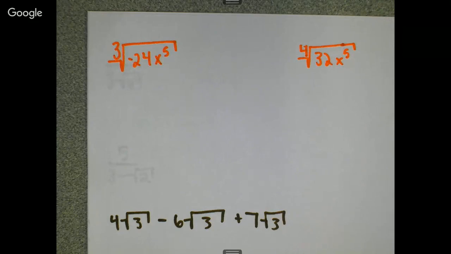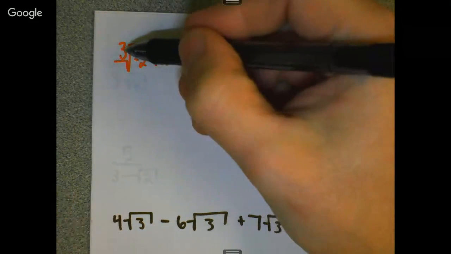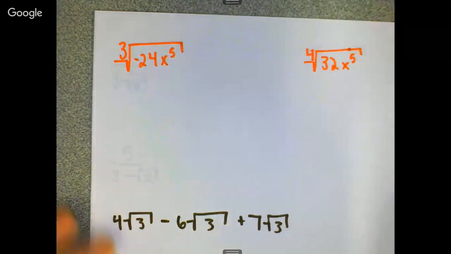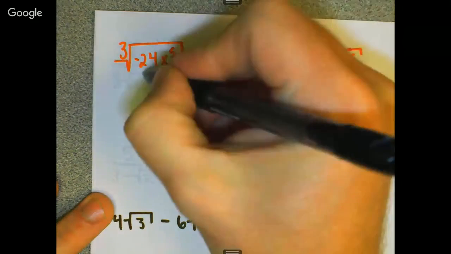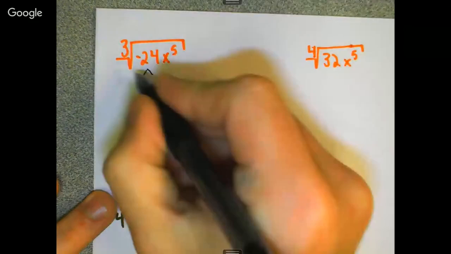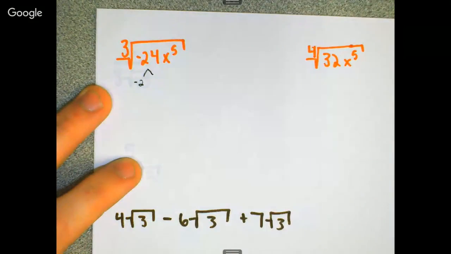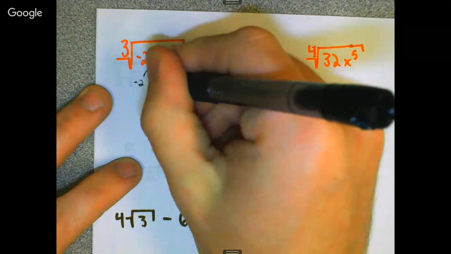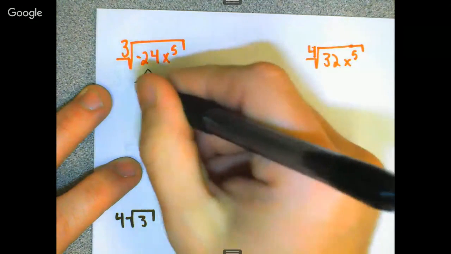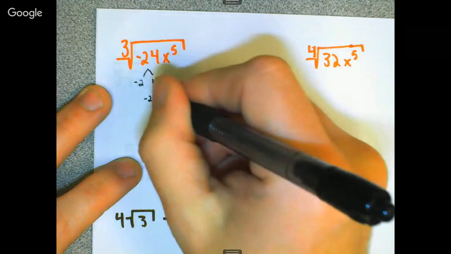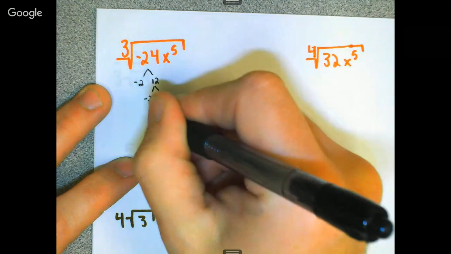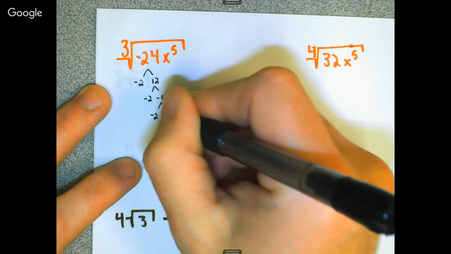Okay, so you have the cube root of negative 24x to the 5th. We're going to break down. Now, since my index is 3, that's telling me I need a group of 3 items before I bring it out front. Okay, so if I break down 24, that'll be negative 2 times 12. We're going to bring out another negative. We'll say negative 2 times negative 6. And negative 2 times 3.